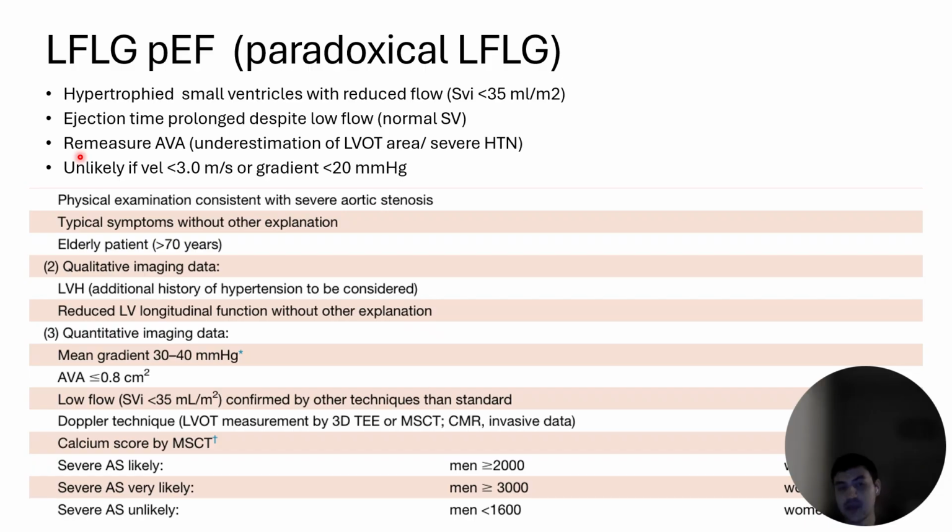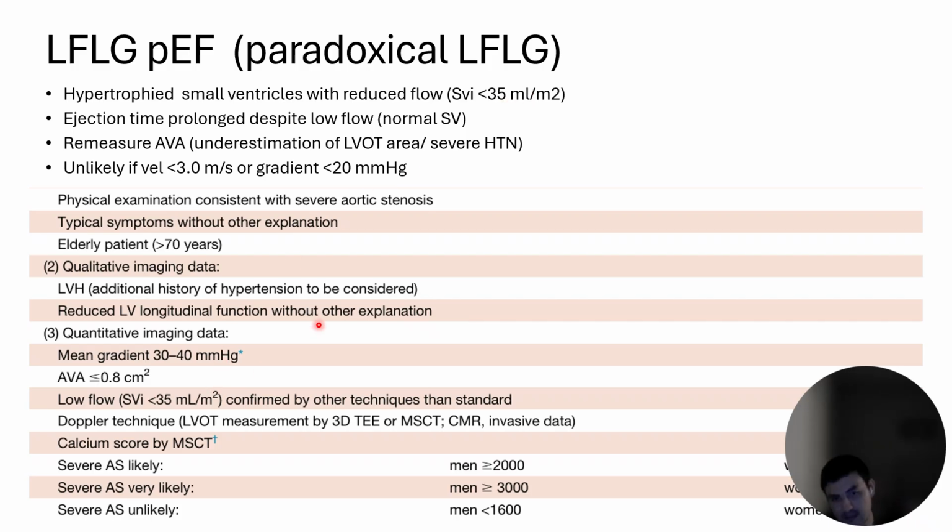Also, always remeasure the aortic valve area when you have severe hypertension. Why? Because you may have underestimation of the LVOT gradient, because you increase the afterload. When you increase the afterload, you are going to have an underestimation of the LVOT area based on the continuity equation. It is unlikely if the velocity is less than 3 meters per second or the gradient is less than 20. If you have this, it's unlikely this is low flow, low gradient.